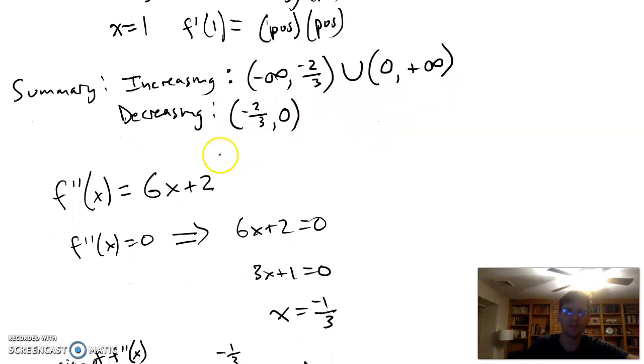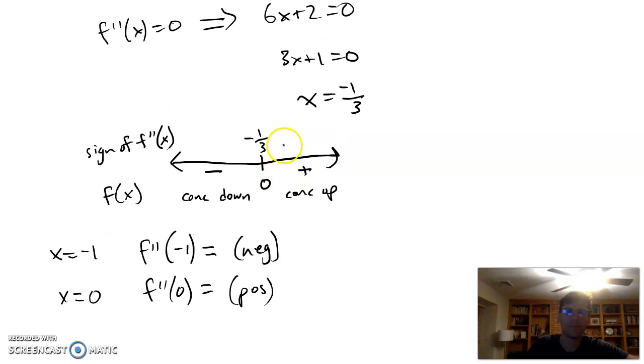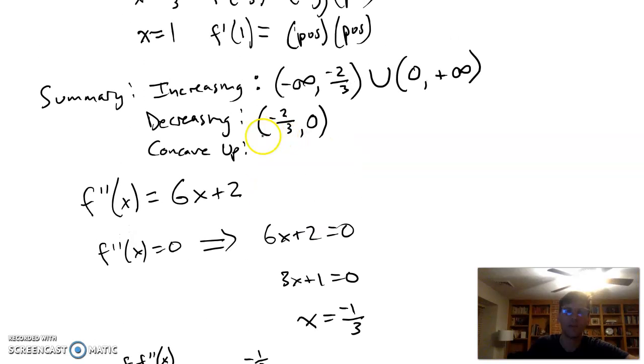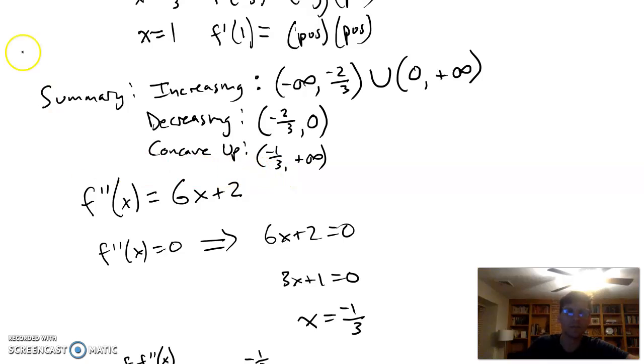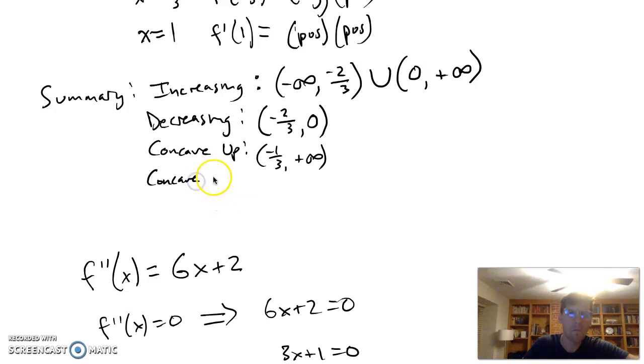And we could then add to our summary and say it's concave up from negative 1/3 to infinity. And it's concave down, this function, the rest of the time, basically what we had seen, from negative infinity to negative 1/3.